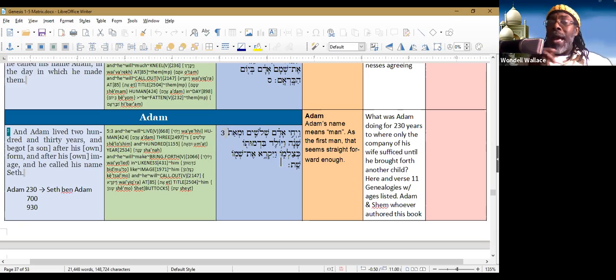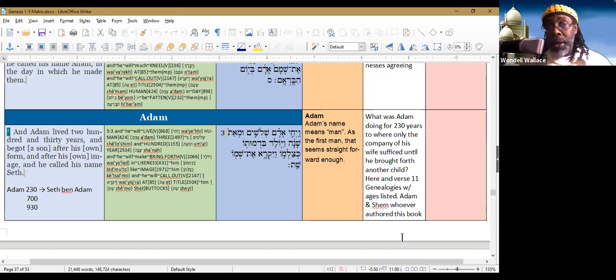And what was Adam doing for 230 years? To where only the company of a wife sufficed until he brought forth another child. Here in verse 11, genealogies with ages are listed, okay? Adam and Shem, whoever authored this book. Okay, so what I'm saying is, I'm saying a few things here. For 230 years, you mean to tell me that, okay, so far we have Adam and we have Kewa, or Eve. And then we have Cain. Only 3 people so far.